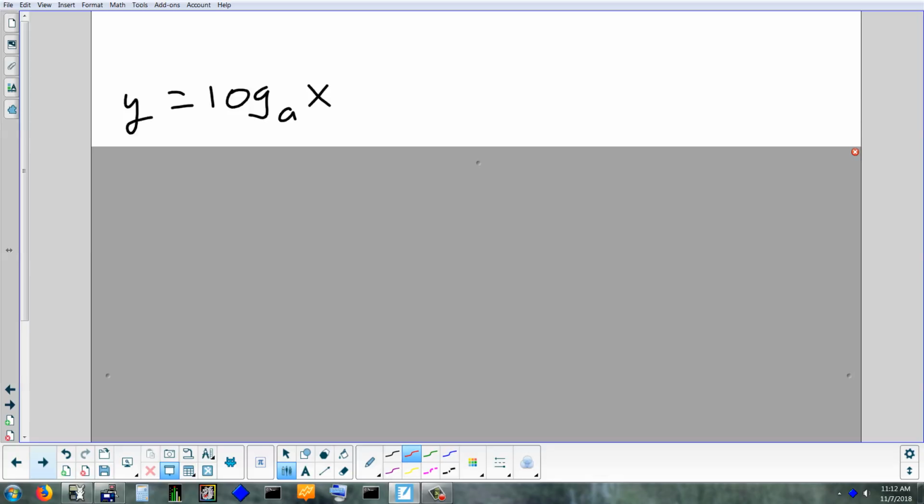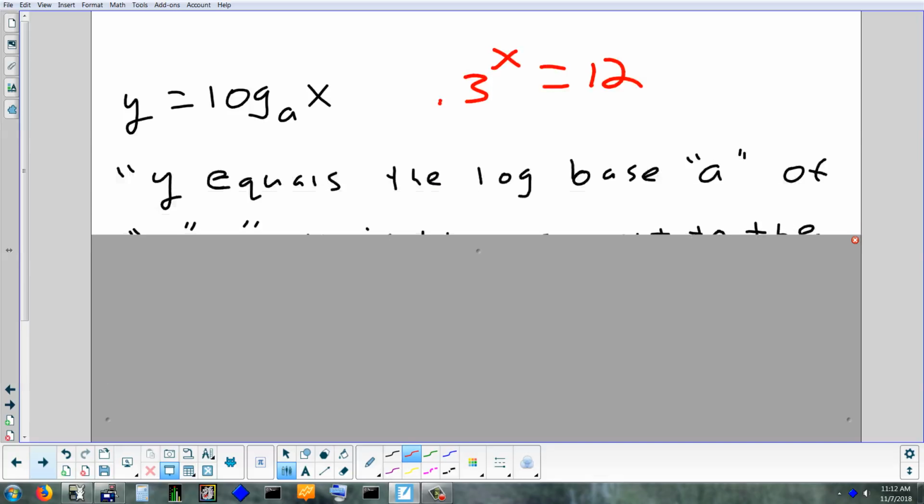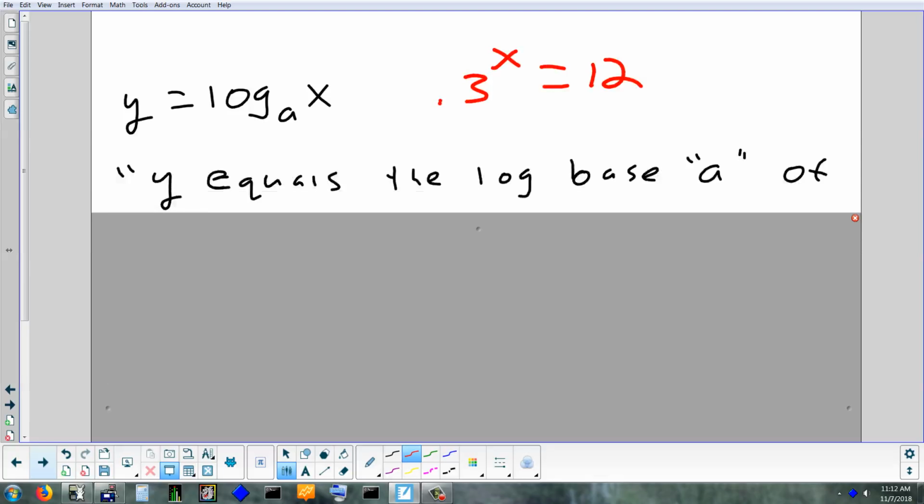So that might give you kind of a hint if you had a problem like this. That's an exponential problem because it has a variable in the exponent. To undo an exponential, we need the inverse of it, which is a log. So if you wanted to solve this equation, you would use a logarithm. Okay, the way you pronounce what I have in black is y equals log base a of x.